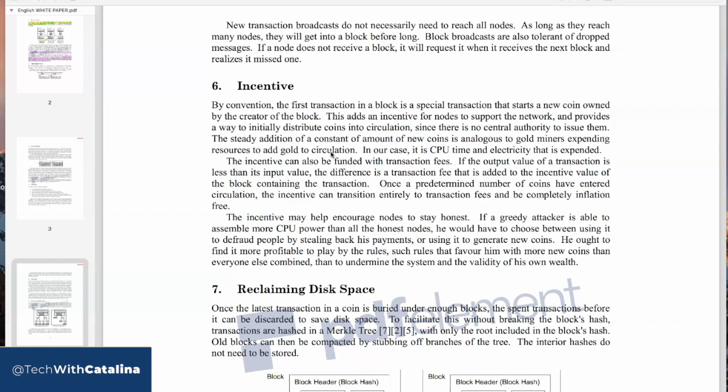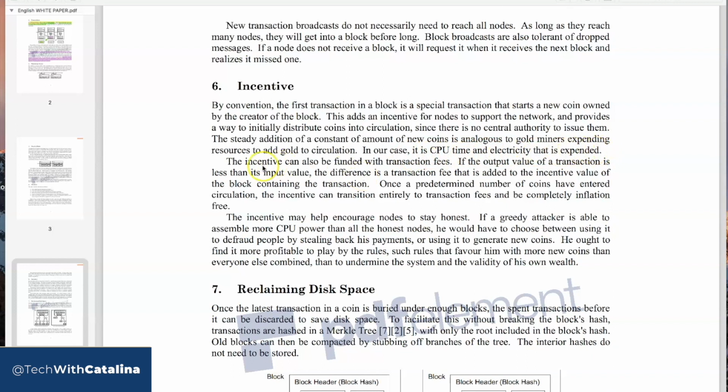All right. We know that Bitcoin has a limited supply. We will have almost 21 million Bitcoin in circulation. Okay. And this is something that Satoshi is also saying here. The steady addition of a constant amount of new coins is analogous to gold miners expending resources to add gold to circulation. Here he is making a comparison with gold. In our case, it is CPU time and electricity that is expended.